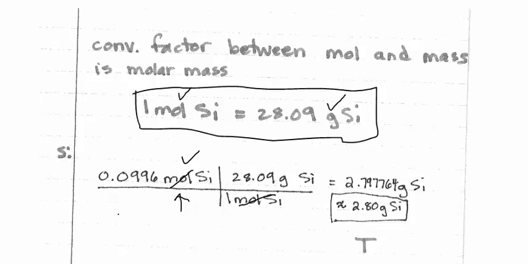And since I'm given 3 sig figs, I want to express my answer with 3 sig figs. So there's my last allowable digit. I look to the right, that's a 7. So my 9 is going to round up to 10. So 2.80 grams of silicon would be the answer with correct sig figs.